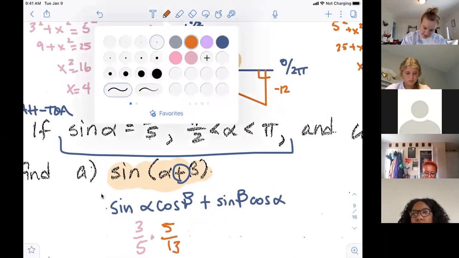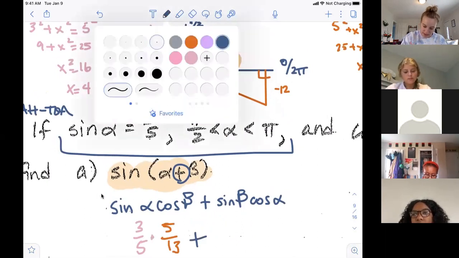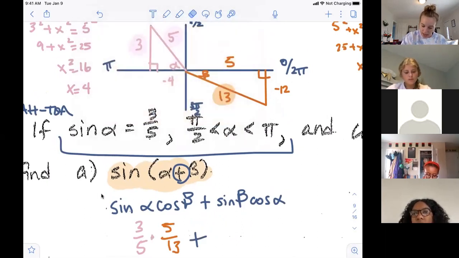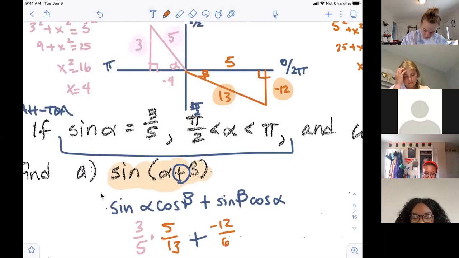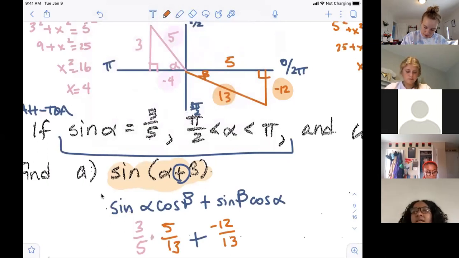Then it's plus, because again, the signs have to match. And now I have to do sine of beta. So back to the orange triangle. Sine is opposite over hypotenuse, so negative 12 over 13. And then cosine of alpha is adjacent over hypotenuse, which is negative 4 over 5.